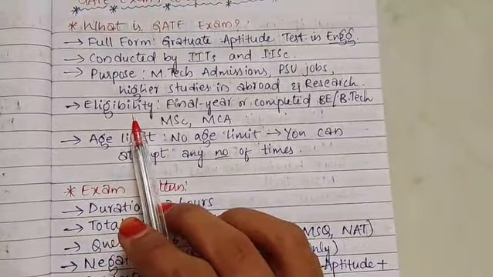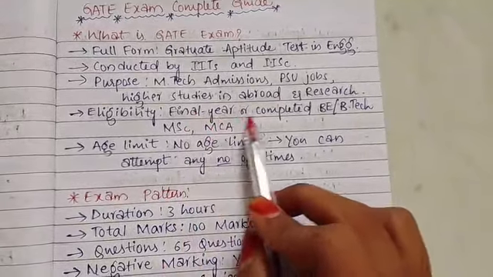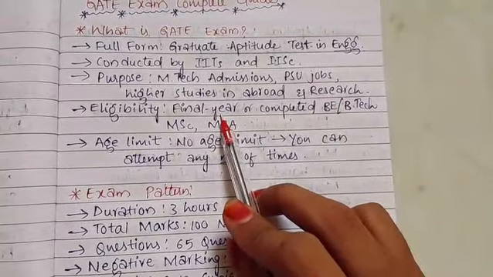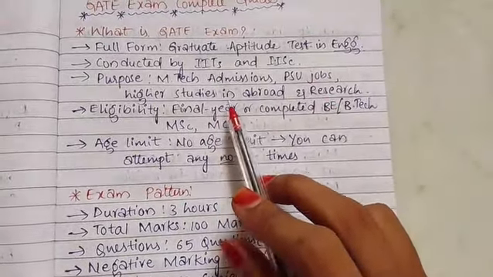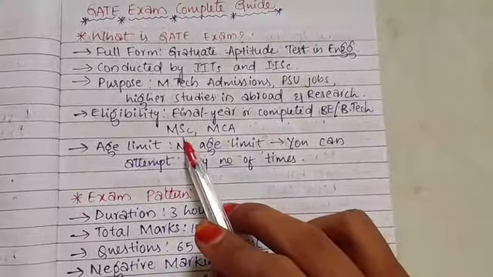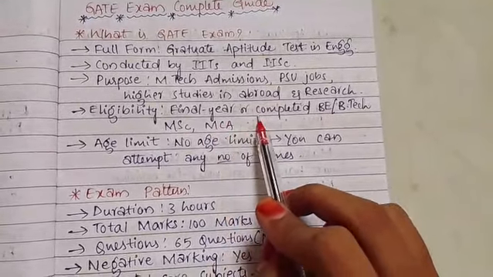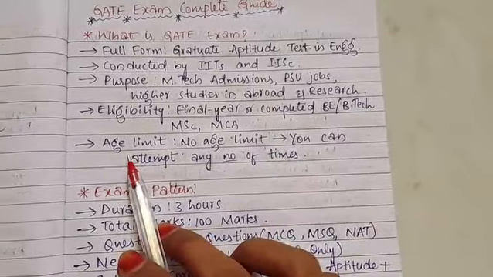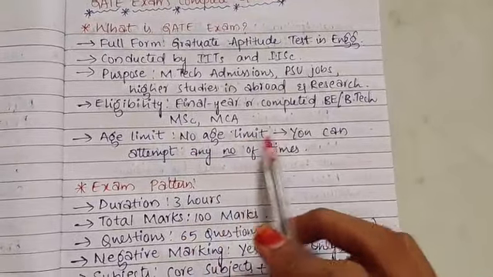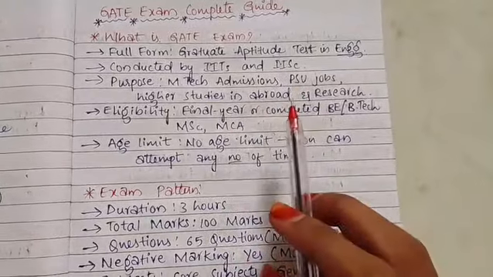And what is the eligibility to apply for the GATE exam? You should be a final year student or have completed BE or BTech. If you are a final year student of BE BTech, you can apply, and if you have completed BE or BTech, you can also apply. If you have completed MSc or MCA, you can also apply for the GATE exam. And what is the age limit to apply for the GATE exam? There is no age limit. You can attempt this GATE exam any number of times.